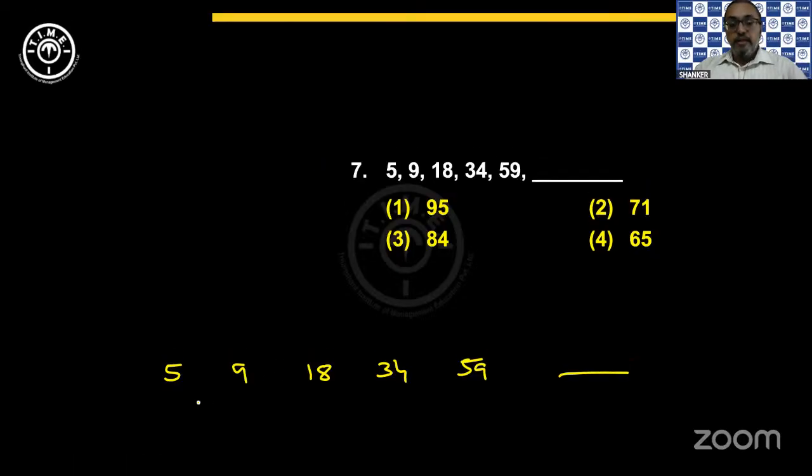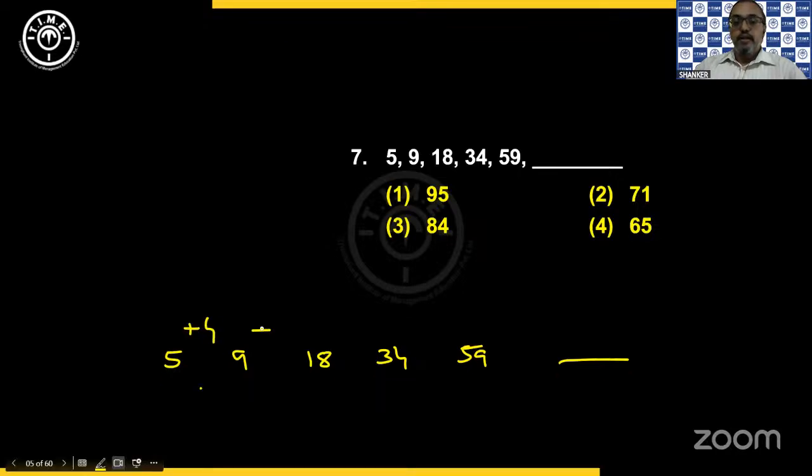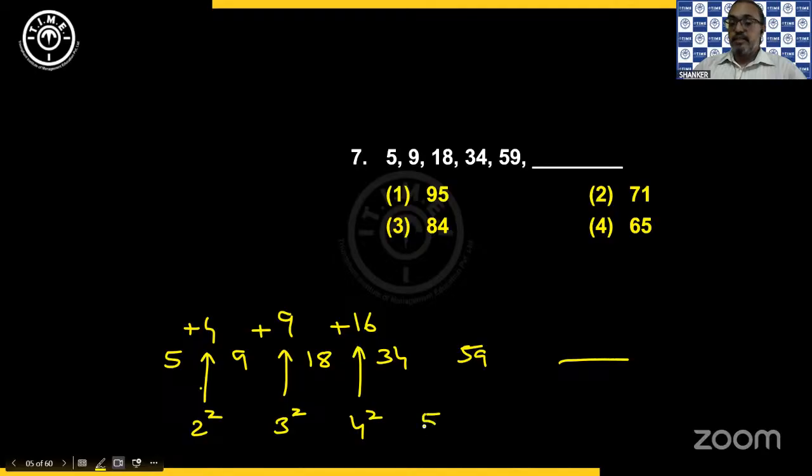Okay, right. So now let's take addition. So here I get plus 4. Then here I get plus 9. Then here I get plus 16. So what do you see? These are all perfect squares. 2 square, then 3 square, then 4 square. So the next, 5 square, gives you 25.